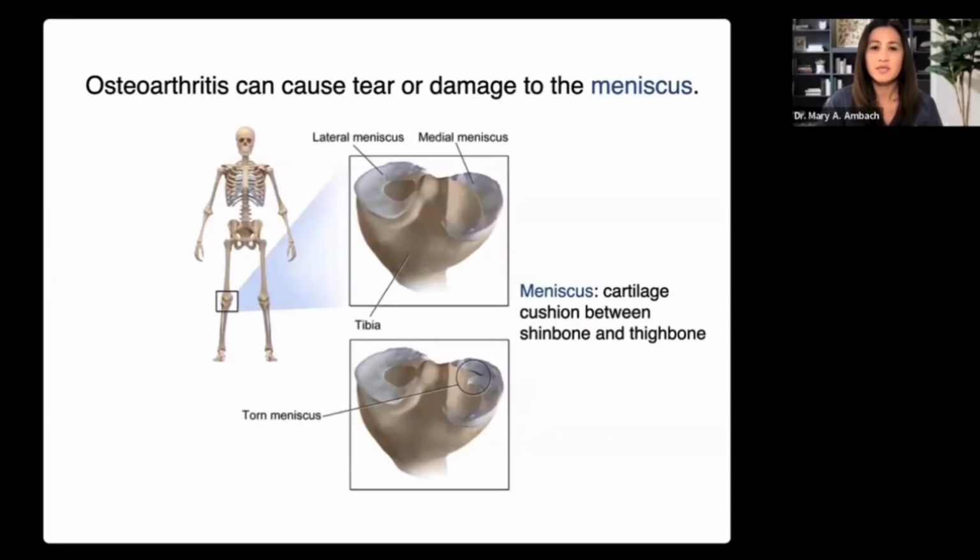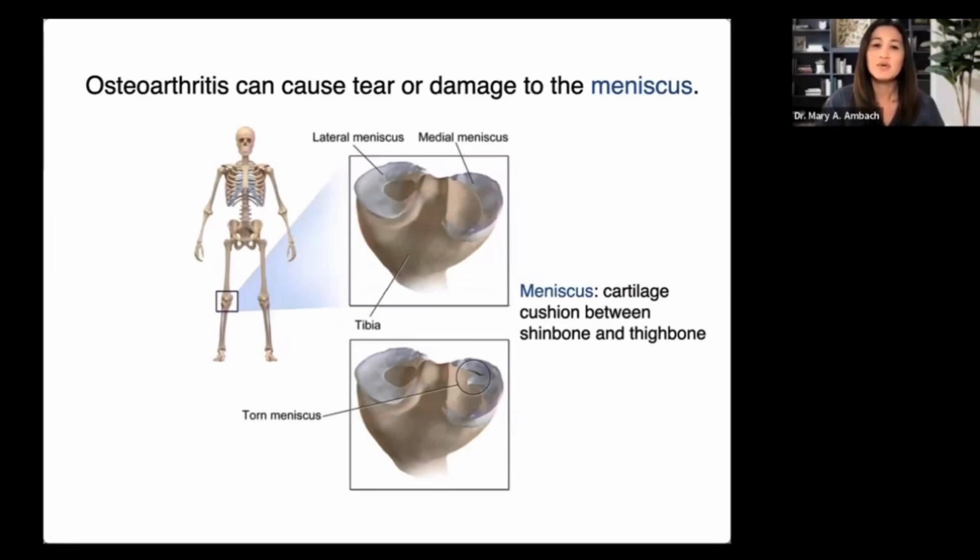You're familiar with the meniscus. It's also a cushioning that helps the cartilage in protecting your joint. The meniscus is that thickened cartilage that acts as a cushion between your shin bone and your thigh bone. And when your cartilage is worn out, your meniscus gets overloaded. So the majority of the time you also see tears in the meniscus when you have arthritis in your joints.